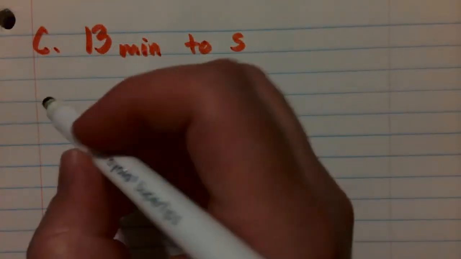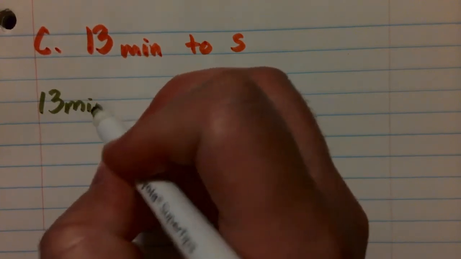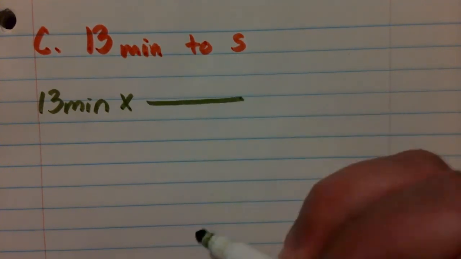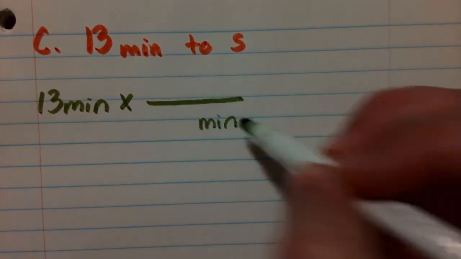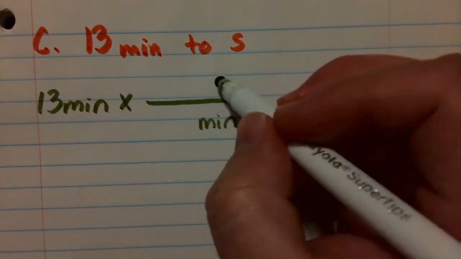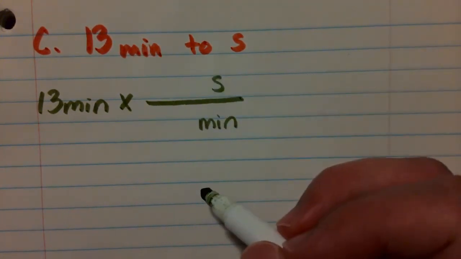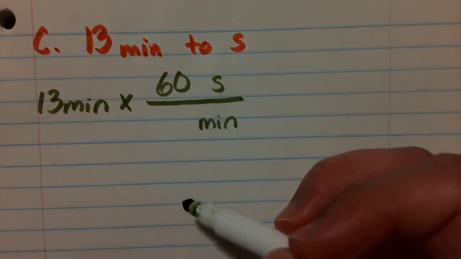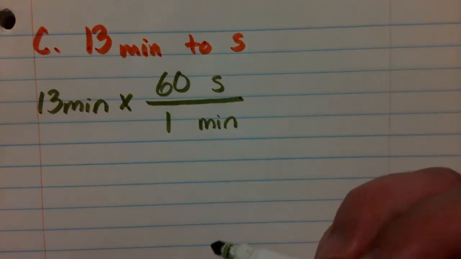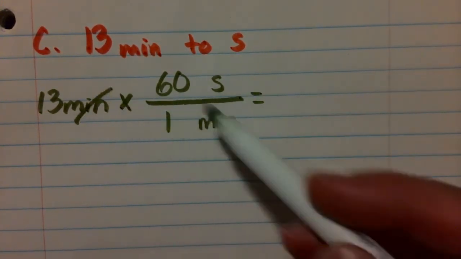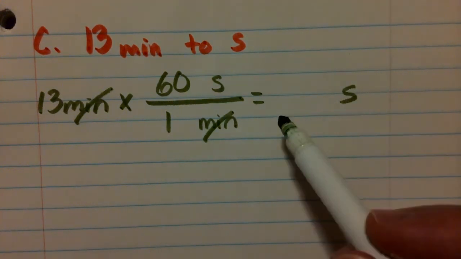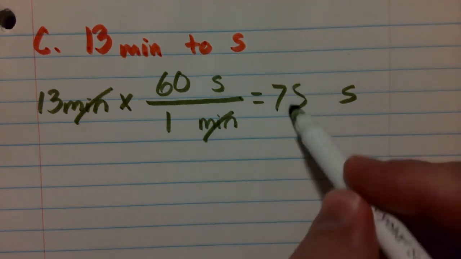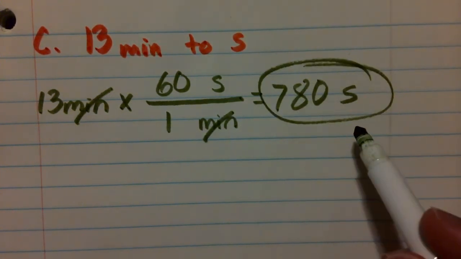Here's a problem where I need to convert 13 minutes into seconds. So I'll start with 13 minutes. We'll multiply by a fraction. On the bottom of the fraction, we'll put minutes that we're trying to get rid of, and on the top, we'll put seconds that we're trying to get. Now, 1 minute is 60 seconds. So 60 goes on top with seconds, 1 goes on the bottom with minutes. Minutes cancel. Seconds is the only unit that remains. 13 times 60 divided by 1 is 780. 780 seconds.